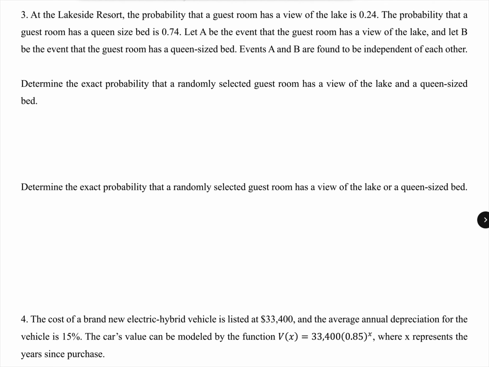I'm looking, this is a probability question, right? I know at the Lakeside Resort, the probability of a guest room having a view of the lake is 0.24. The probability that a guest room has a queen size bed is 0.74. It says let A be the event that the guest room has a view of the lake, so that's 0.24. I know B is the event that the guest room has a queen size bed, that's 0.74. We know that they're independent of each other, which is going to be an important thing to remember in a second.